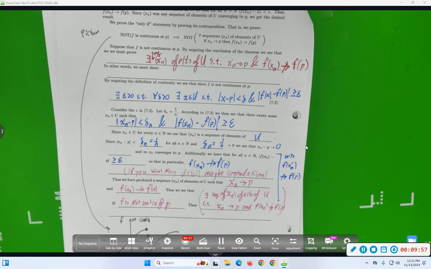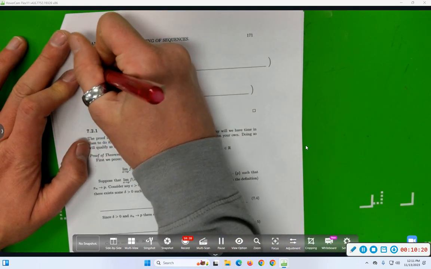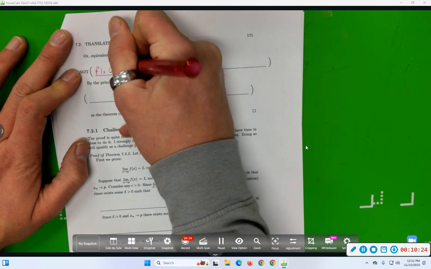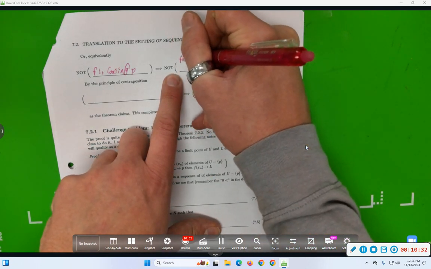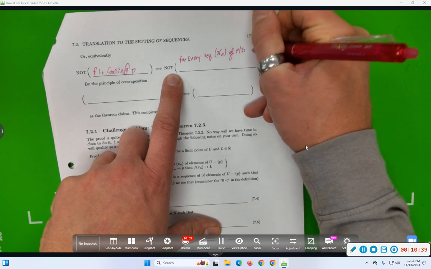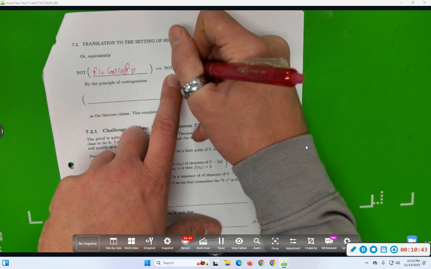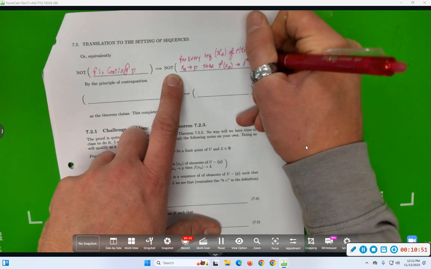So we assumed f is not continuous. So way up at the top, not f is continuous. Is this statement right here exactly the negation of the thing at the top? So on the next slide, I'm just going to point out that, oh, look, we've proven this. Or equivalently, we have proven if it is the case that not f is continuous at p, then it is not the case that for every sequence xn of elements of U, if xn converges to p, then f of xn converges to f of p.